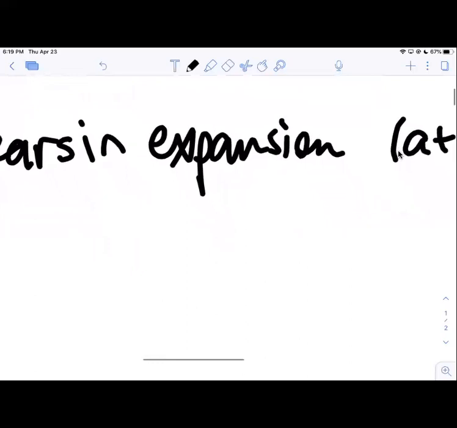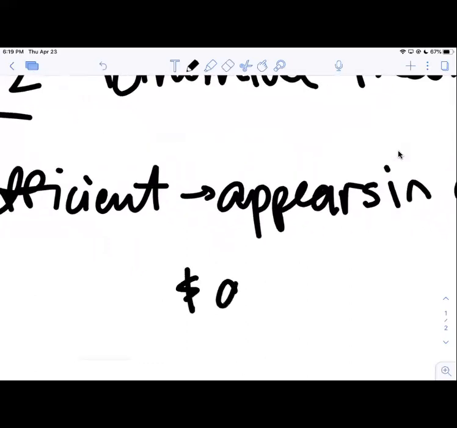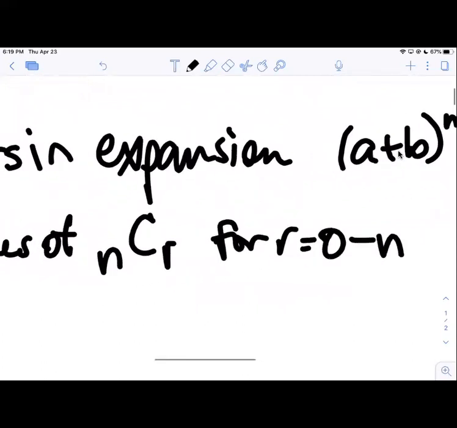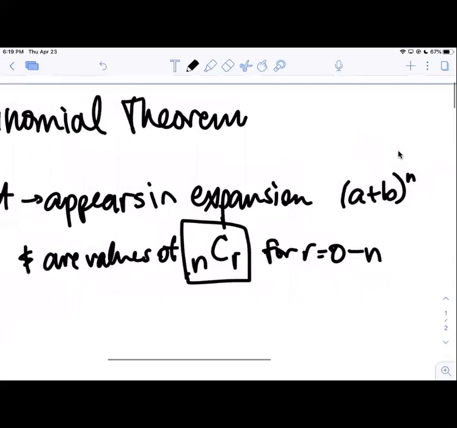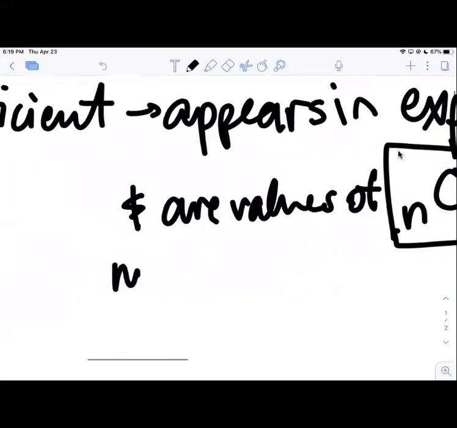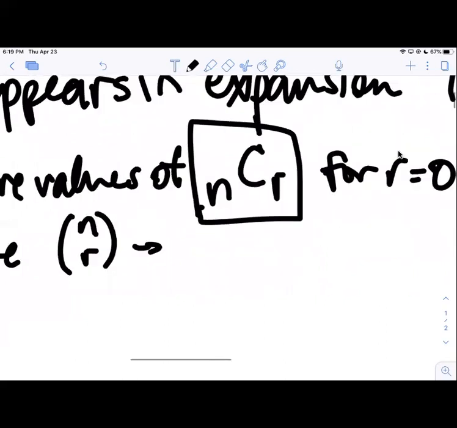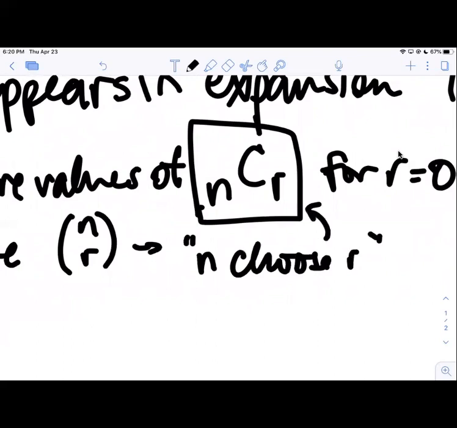So let's write all that out. And our values of nCr, where r equals 0 through n. So nCr is the most important thing we're taking out of this, we use nCr for this. You notate it sometimes a different way. So sometimes it's notated as these parentheses with n over r. That reads the same thing as what I have squared above, n choose r. So those mean the same thing. They all go together.